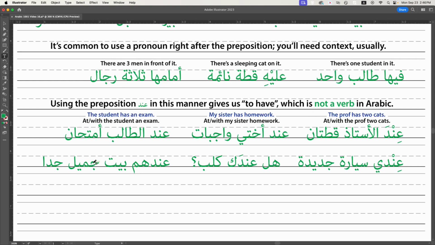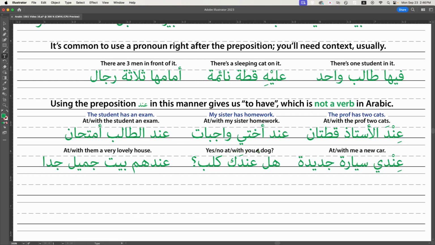Indahum beit jamil jiddan. And remember, this word looks like jada, but it's not. It's jiddan. It's an adverb, which means it doesn't change form for gender or number. Jiddan is just jiddan.